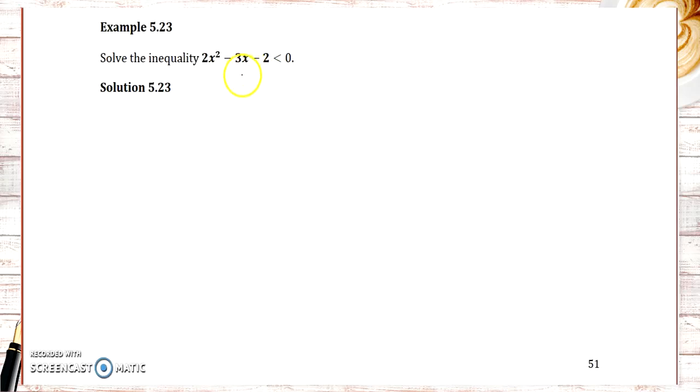So can we factorize this? We have two brackets, less than 0. We have 2x in the first bracket and x in the second bracket. So 2 comes from 1 times 2, and negative comes from negative times positive. Now, where should we put 1 and 2?